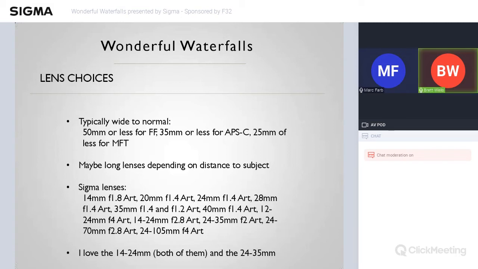Those are for SLRs. For mirrorless cameras, the primes all exist. There is a new 14 to 24, 2.8.